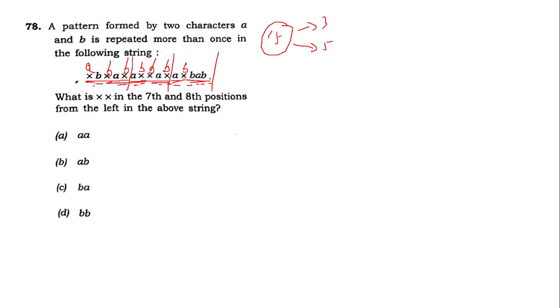So what is the 7th and 8th? This is first, second, third, fourth, fifth, sixth. This is 7th. This is 8th. What are the two letters we have put? BB. So option D, BB, is the right answer.